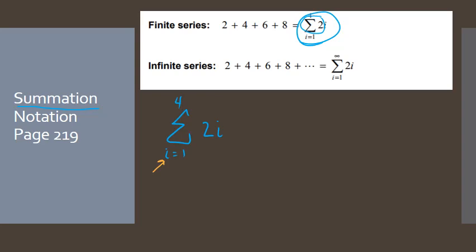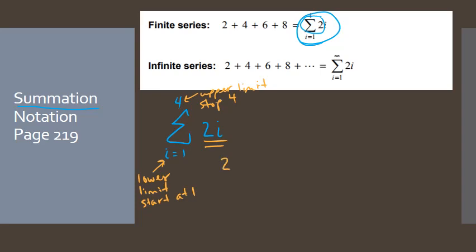So right here, this i equals 1, that's going to be your lower limit, and all that means is that you're going to start at that number. So in this case, you're going to start with 1. This is your upper limit, which means you're going to stop at that number. So I'm going to stop at 4. So I'm going to plug in 1, 2, 3, 4 into this function here, and then add up all my answers.